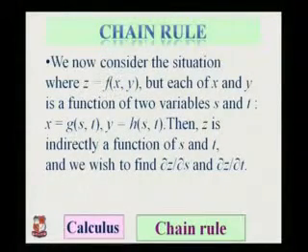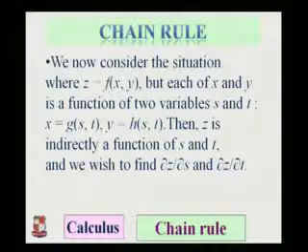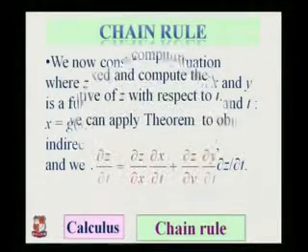Now we are considering the second version of the chain rule. We now consider the situation where z equal to f of x, y, but each of x and y is a function of 2 variables s and t. So x is equal to g of s, t and y is equal to h of s, t. Then z is indirectly a function of s and t. So we wish to find del z by del s and del z by del t. That is again an interesting topic.